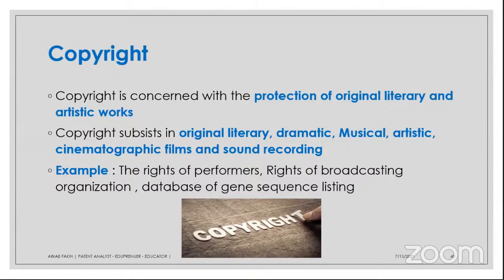So we already know the term of protection for copyright. We know what a copyright is. We know there are two categories in copyright: one is registered, one is non-registered. So with this knowledge, let's go ahead.